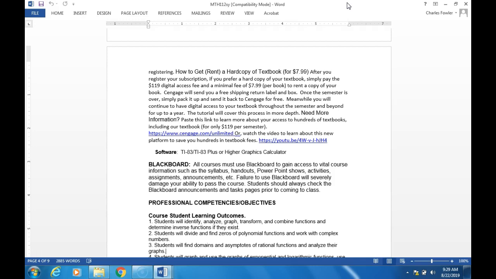I thought students use Blackboard, so that's one thing I don't like. Must use Blackboard to gain access. Now, how many courses gain access to vital course information? No, that's students gaining access to vital course information, such as the syllabus. Now, it's not there yet, but it will be. Handouts. Now, we'll put the research paper instructions out there, so that will be there.